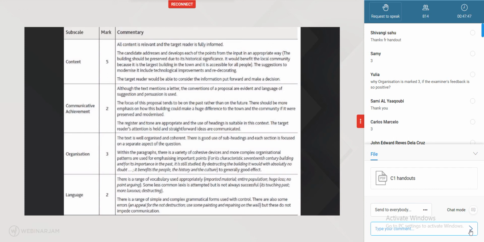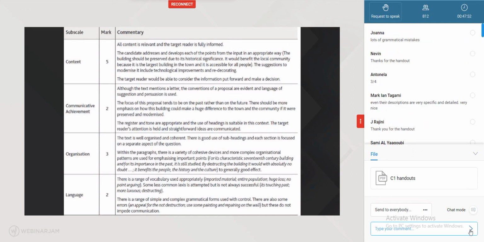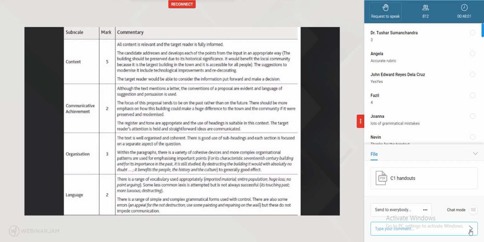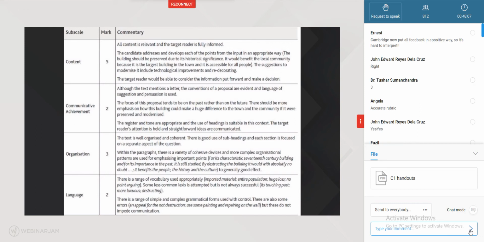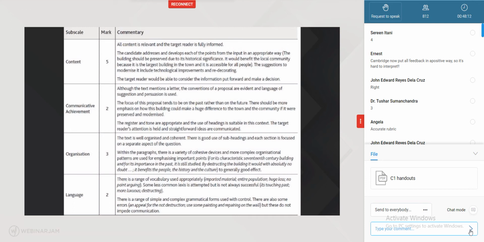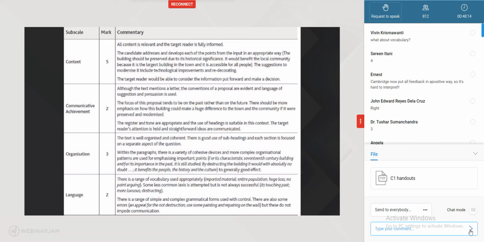One key thing to notice here in communicative achievement, as I said before, they get a 2 on communicative achievement. They mention a letter, the conventions are evident, but the focus of this proposal tends to be on the past rather than on the future. So there should be more emphasis, because it is proposing something that will happen. There should be more emphasis on how the building could make a difference to the town and the community in the future if it were preserved and modernized. So that quite nicely highlights what we were saying about the differences between a proposal and a report.